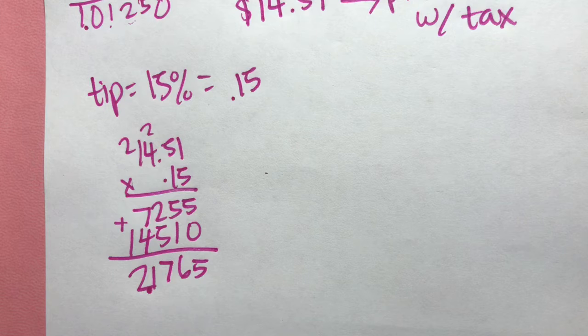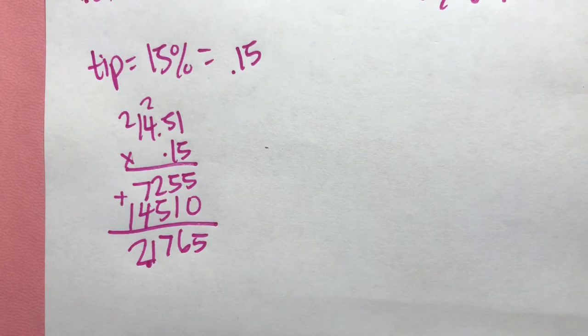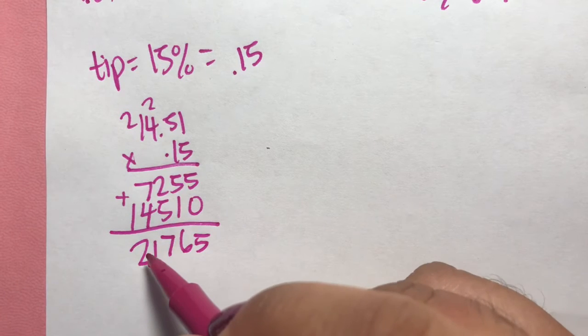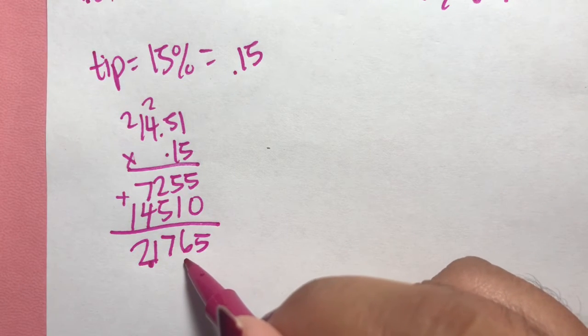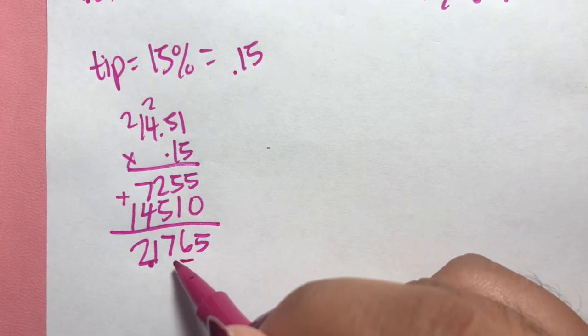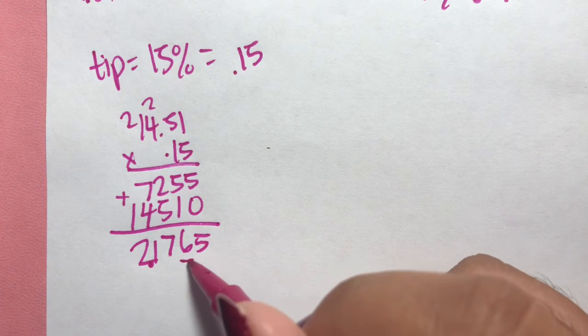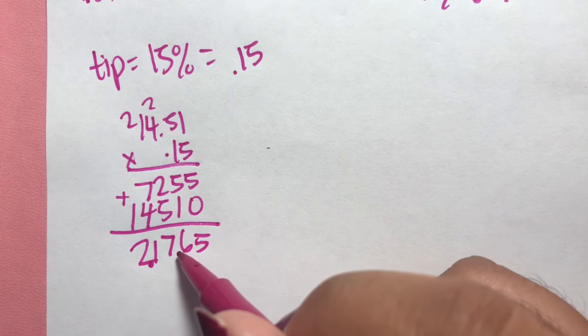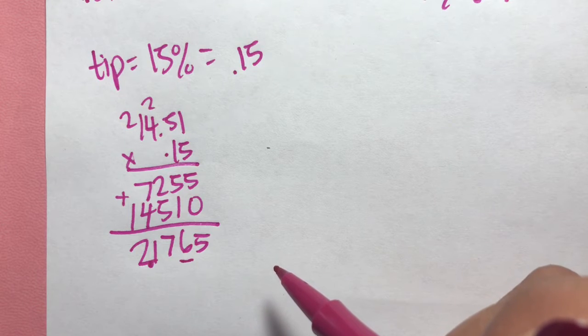But again, we're working with money, so we're not going to be using all of these digits after the decimal. So we just need to round to the nearest tenth. So if we round to the nearest tenth, I'm left with 2.17, but I have to look at this number right here, the thousandth place.